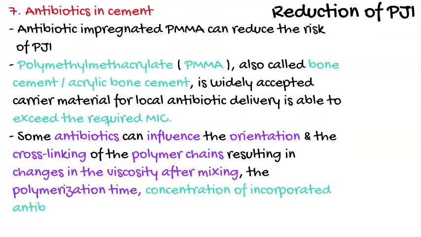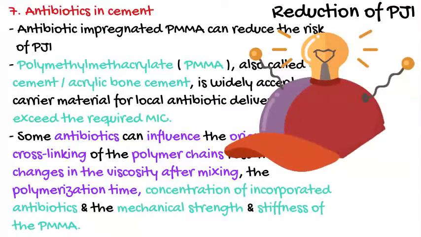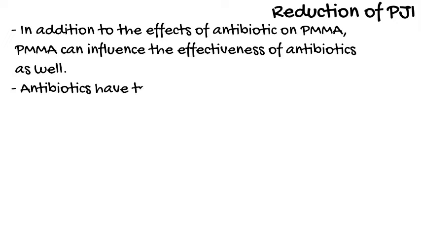Some antibiotics can influence the orientation and the cross-linking of the polymer chains, resulting in changes in the viscosity after mixing, the polymerization time, the concentration of incorporated antibiotics, and the mechanical strength and stiffness of the PMMA. In addition to the effect of antibiotics on PMMA, the PMMA can influence the effectiveness of antibiotics as well.